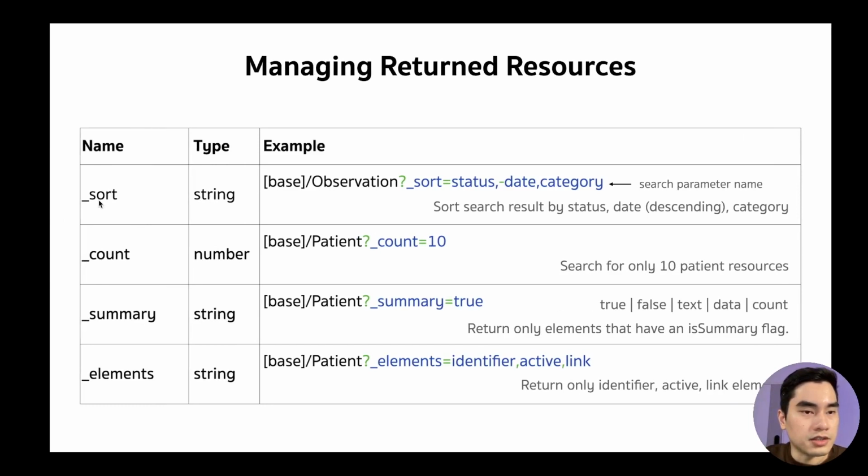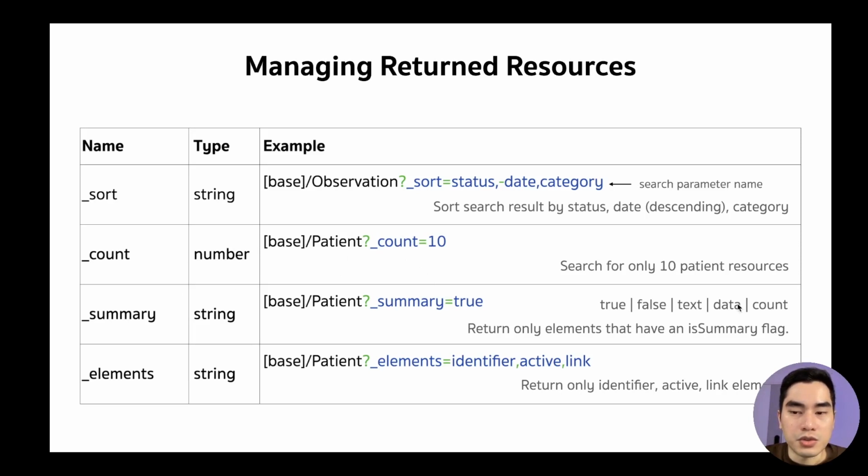The first one is sort, and the type is string. If you put it like this, it means sort the search result by status, followed by date and category. But the date you sort with descending because you have the minus, so the latest date comes first, followed by the earlier date. Count is that you limit the number of resources returned in that bundle. So if we say it like this, it means that it will return only 10 patient resources.